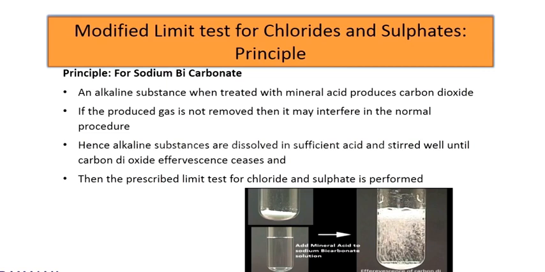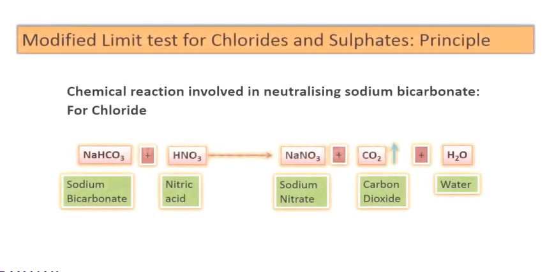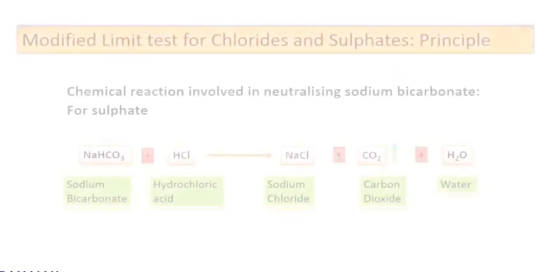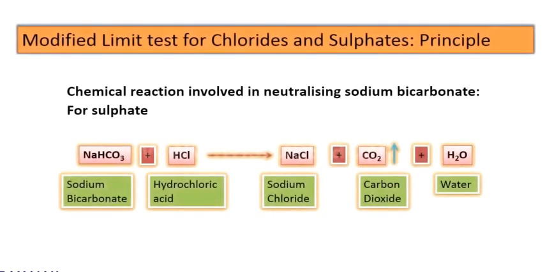Hence, alkaline substances are dissolved in sufficient acid and stirred well until carbon dioxide effervescence has ceased, and then the prescribed limit test for chloride and sulfate is performed. The chemical reaction involved in neutralizing the sodium bicarbonate is as follows. Sodium bicarbonate on reacting with hydrochloric acid gives sodium chloride plus carbon dioxide and water.